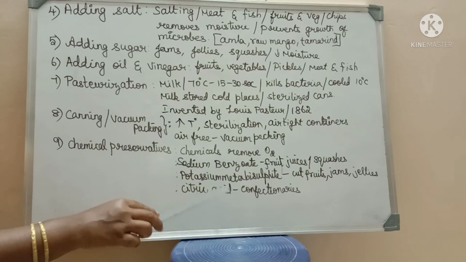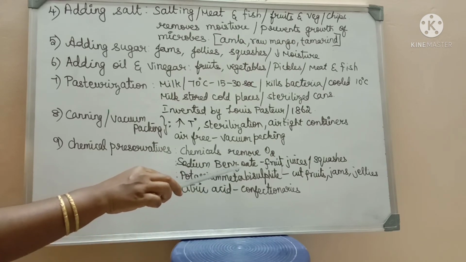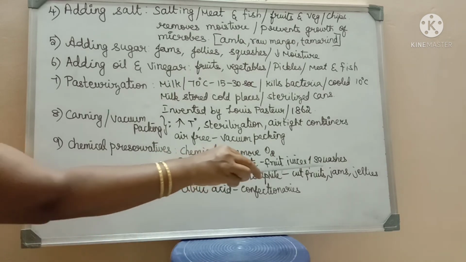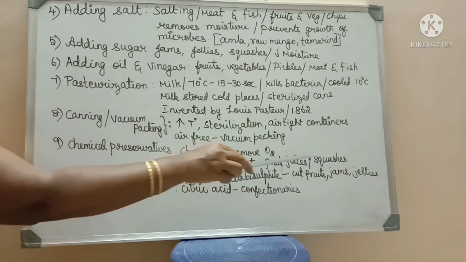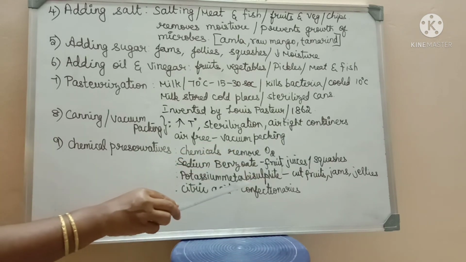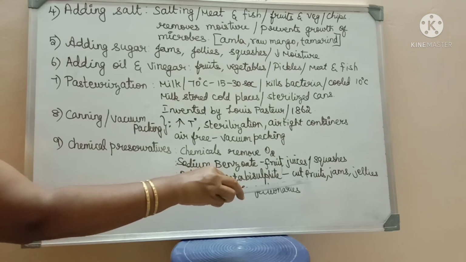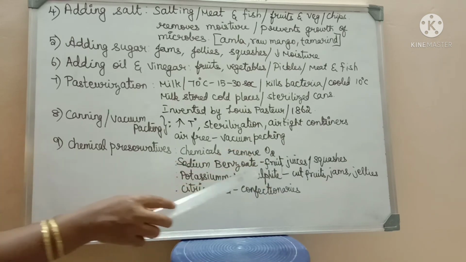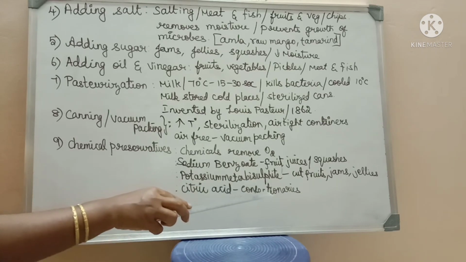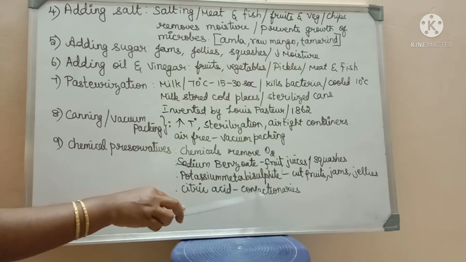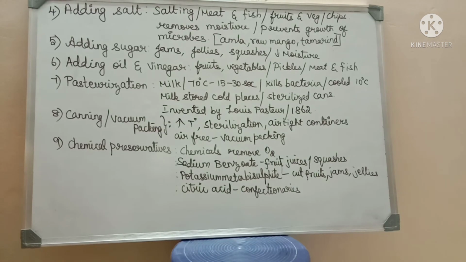metabisulfite, and citric acid. Sodium benzoate is used to preserve food juices or squashes, that is liquid food items. Potassium metabisulfite is used to preserve food items such as cut fruits, jams, jellies. Citric acid is used widely in confectionaries. So by this we have completed the lesson.